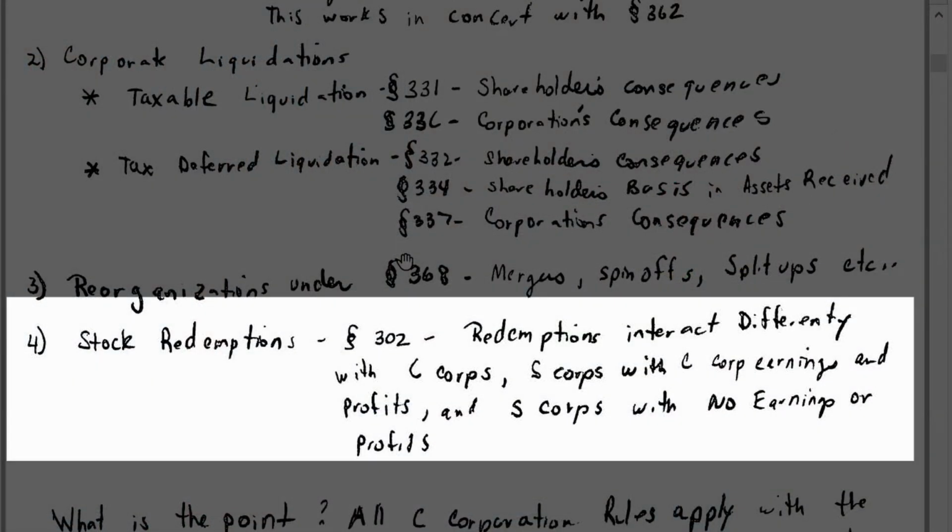Oh, Jack. Jack, what's 4 say? Stock redemptions. 302 redemptions interact differently with C corps, S corps with C corp earnings and profits, and S corps with no earnings or profits. That is so staggeringly complicated, but we're going to get to it.